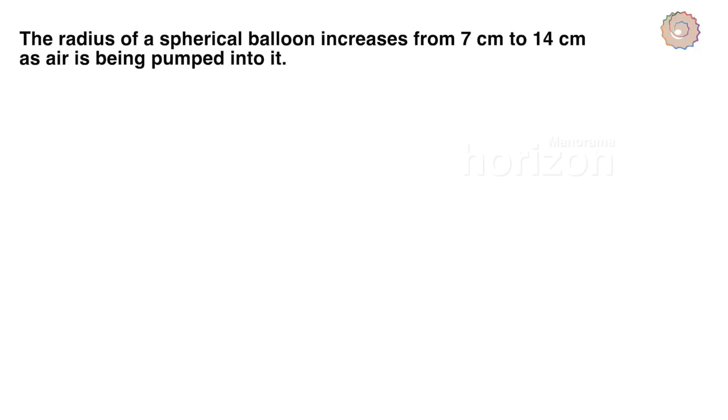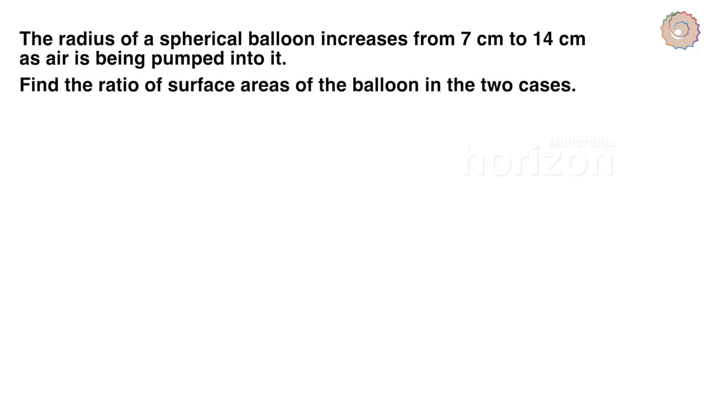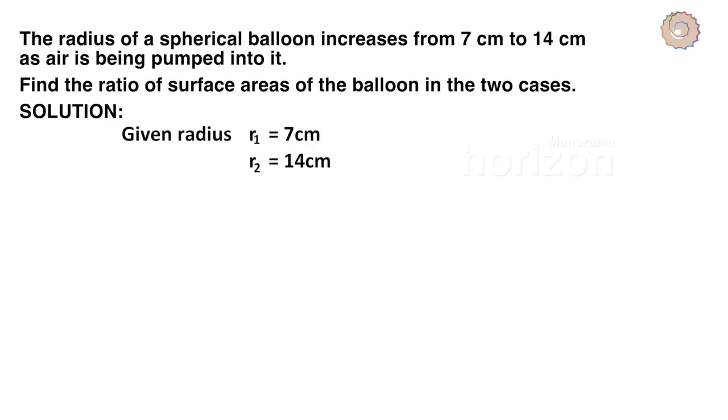Let us now consider a problem. The radius of a spherical balloon increases from 7 cm to 14 cm as air is being pumped into it. Find the ratio of surface areas of the balloon in the 2 cases. The solution for the same is as follows. From the problem, we identify that radius r1 is 7 cm and radius r2 is 14 cm.